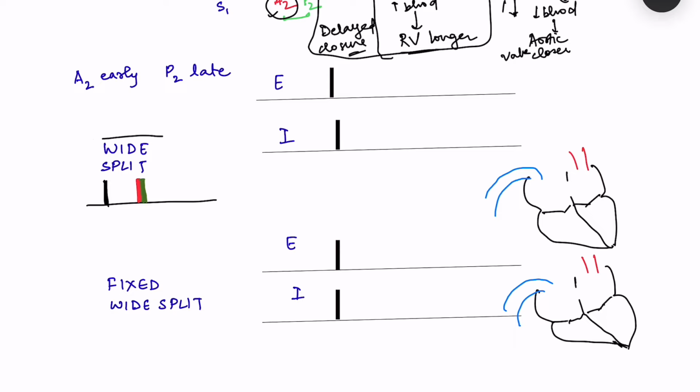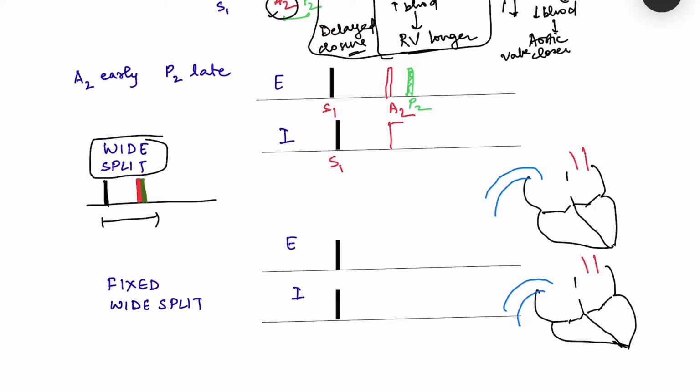First one is wide split. Okay, so this is showing the normal condition. Wide split is when the time duration between the A2 and P2 has increased, so that now it will be heard during expiration also. So let me draw. So during expiration, it is like this. This is S1. This is the A2 component during expiration, and this is the P2 component, and this variation will increase during inspiration.